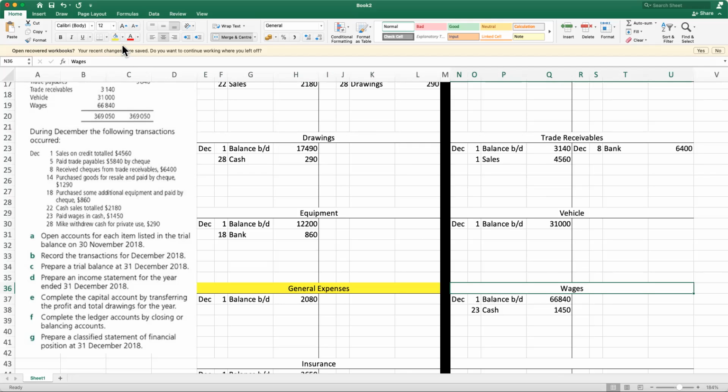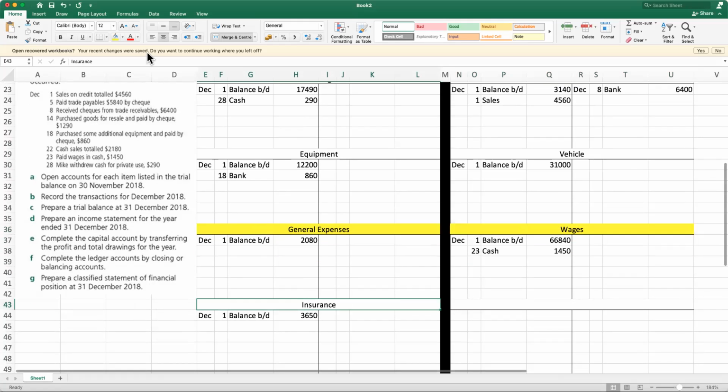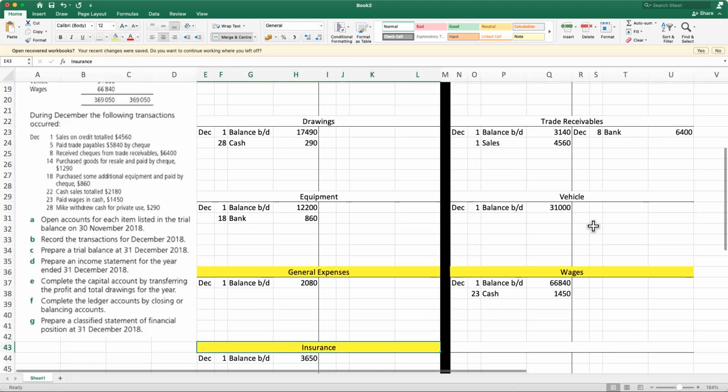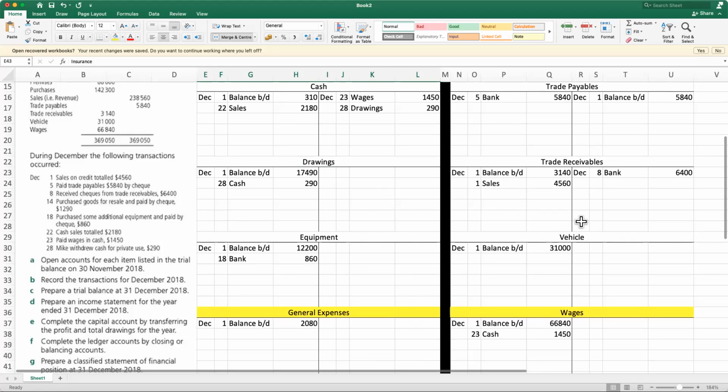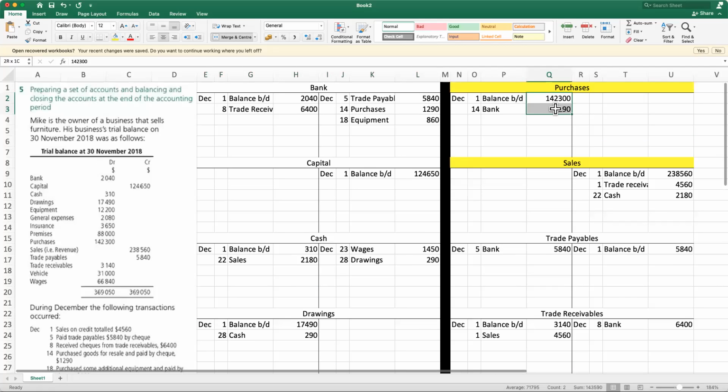So there's no revenue here, but there are expenses: general expenses, wages, and insurance. So these accounts need to be closed. Closing means that I need to total them up and make both sides balance the same. So for example, let's look at my purchases account. I just need to total them up.